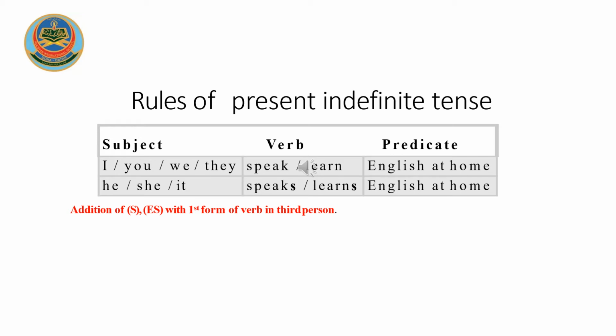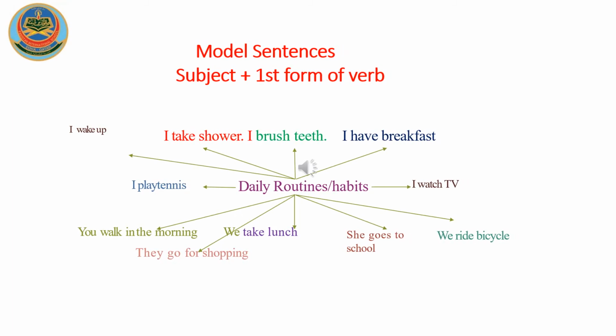My dear students, if the subject in a sentence is he, she, it, singular or proper noun, then s or es is added to the first form of verb or base form in the sentence. My dear students, these are some model sentences. Please write them down in your English notebook.